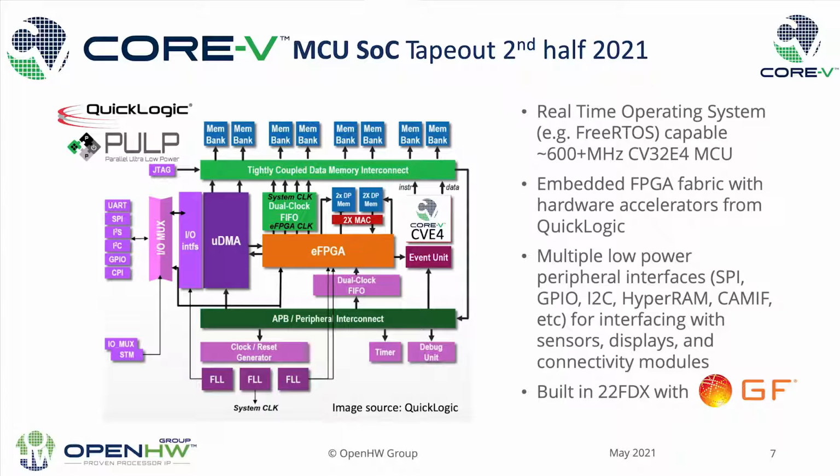Following which, we're going to cover the continuous integration and delivery environments that we've got in place for the CORE-V MCU, which is shown here. And this is a device that we'll be taping out in the second half of this year, built in 22FDX with GlobalFoundries, that will include the 32-bit core, the CV32E4, alongside an embedded FPGA array from QuickLogic. And we'll build somewhere between 1,000 and 10,000 of these as development kits to put in the hands of software developers.